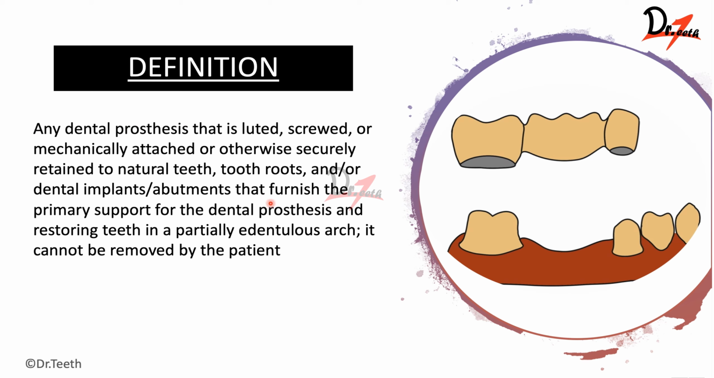The definition of fixed dental prosthesis: any prosthesis that is luted, screwed or mechanically attached or otherwise secured to natural teeth, tooth roots, or dental implants or abutments, which ultimately furnish the primary support for the dental prosthesis, and which restores the teeth in a partially edentulous area. That is, it restores the tooth in the missing area by taking support from the natural teeth.